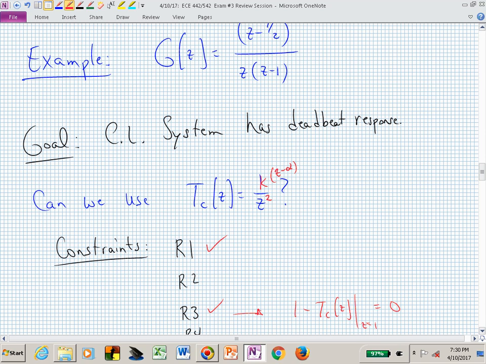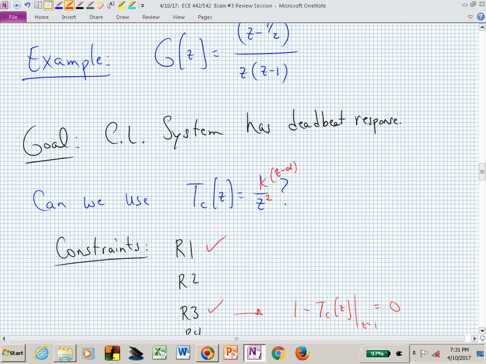In this case, it's real, but it could be complex, and then we would have to make sure that we made those satisfy this 1 minus t sub c of z, and that's a reason why we might have to introduce more flexibility in our zero factor or zero polynomials of t sub c of z.